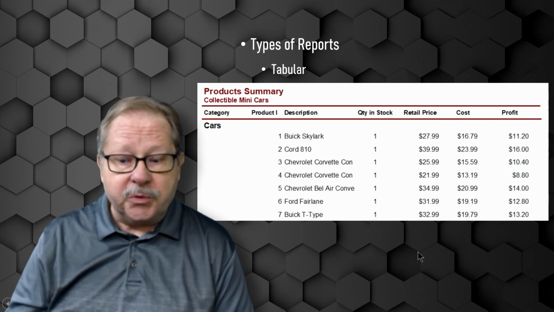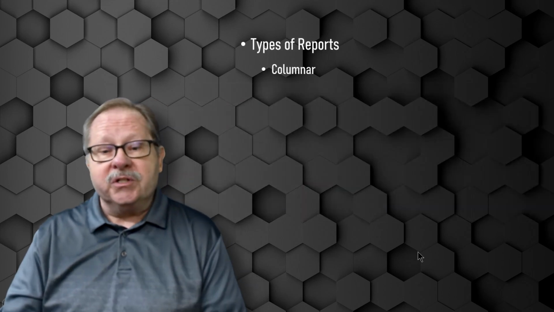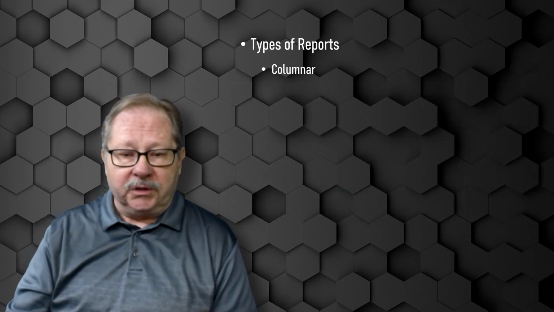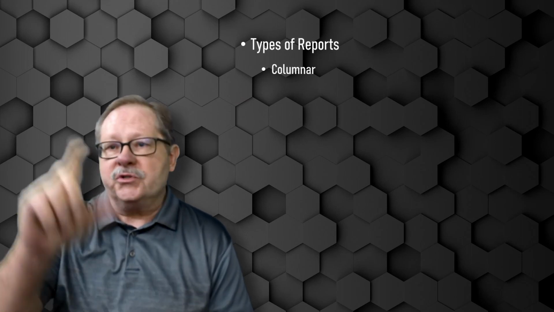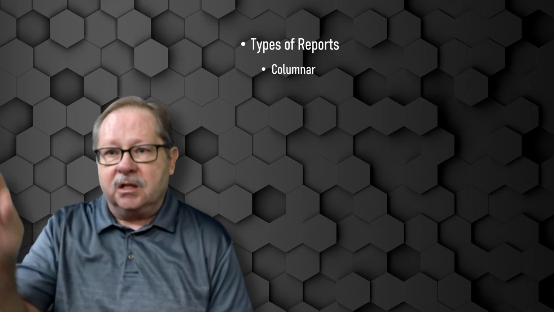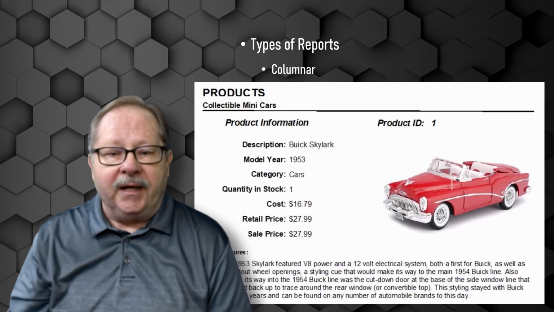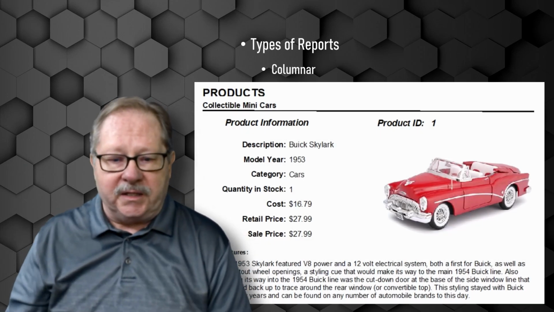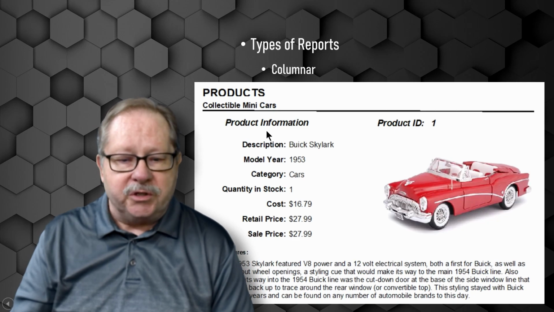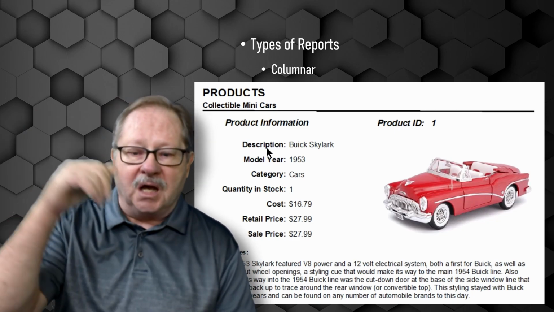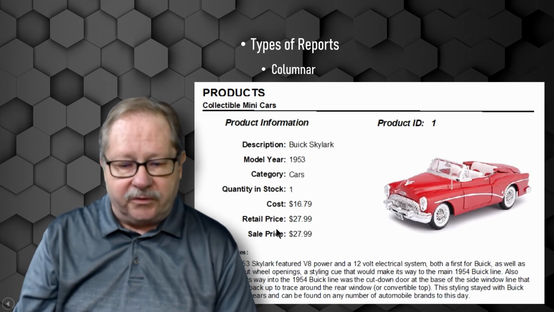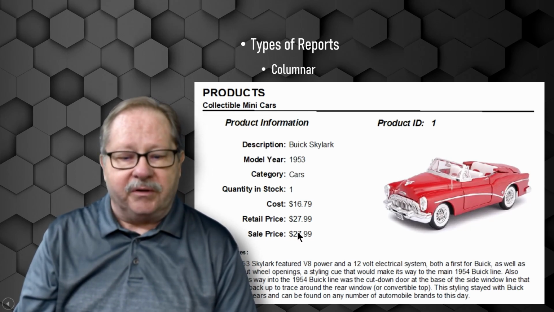Not to be confused with the next type, which is a columnar report. What it does is it fills in the columns and then goes to the next column, puts data in the next column, and then the next, okay? They basically look a lot like this. You'll see product information here. The titles for each of the fields are to the left instead of up top. And so you'll see down this column has these pieces of information.